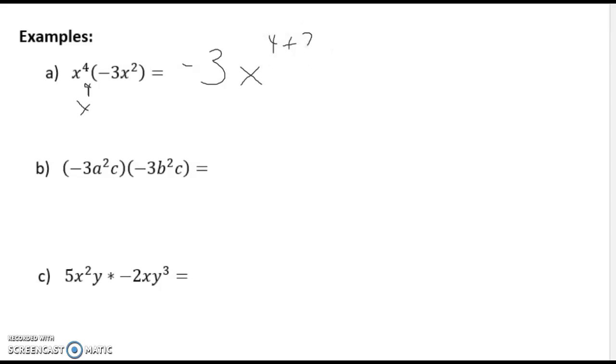So 4 plus 2. And then when we expand this out, the -3 stays the same. And then x, instead of 4 plus 2, 4 plus 2 is 6. So it's -3x to the 6. And that's your final answer.